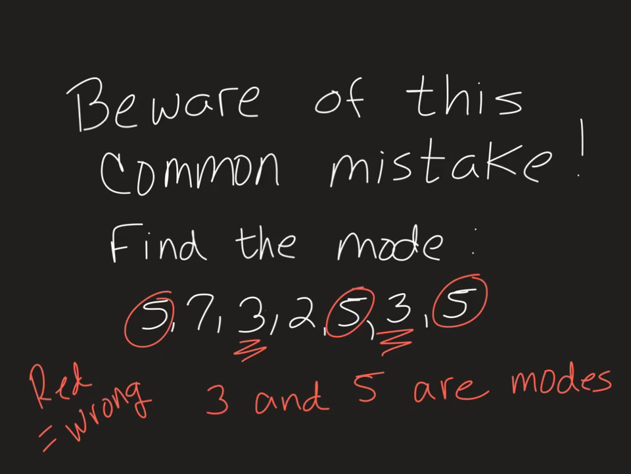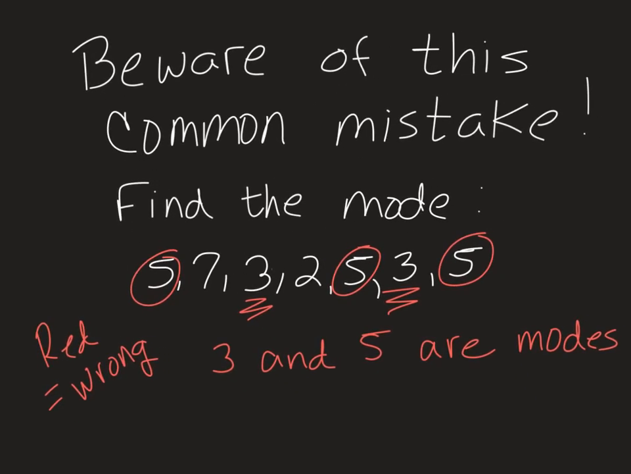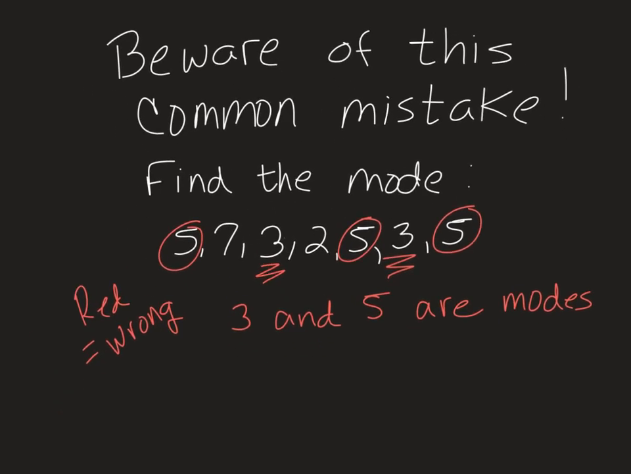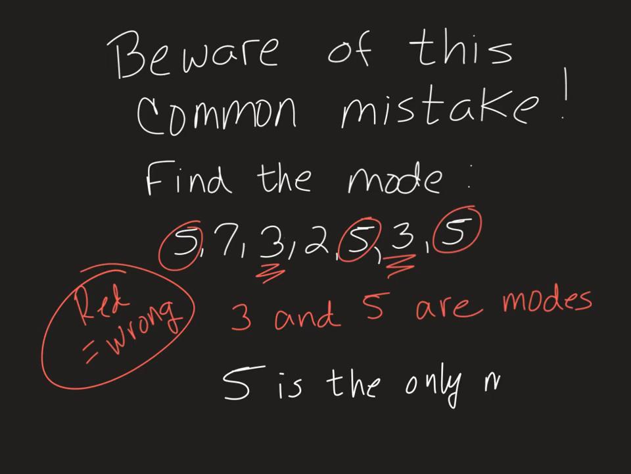Because you want to look and see which one turns up the most often, and the one that turns up the most is the number 5. So it's not that 3 and 5 are both modes. Remember, again, I wrote that because that's wrong. 5 is the only mode.